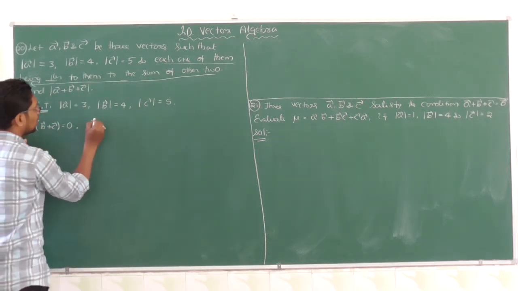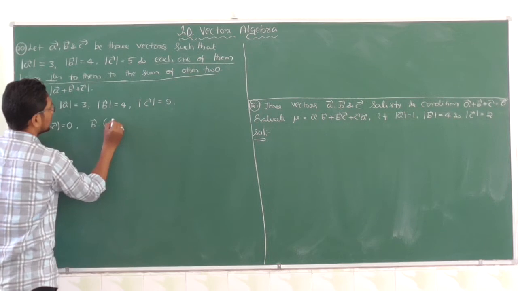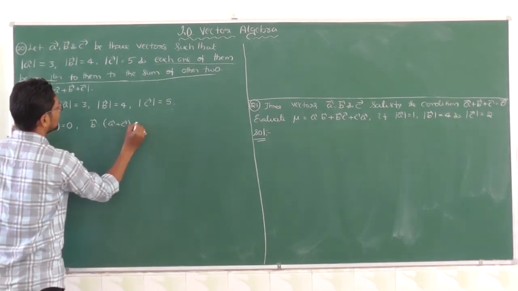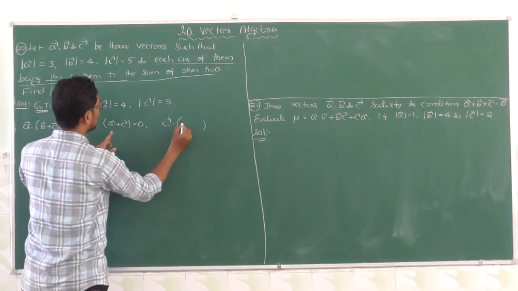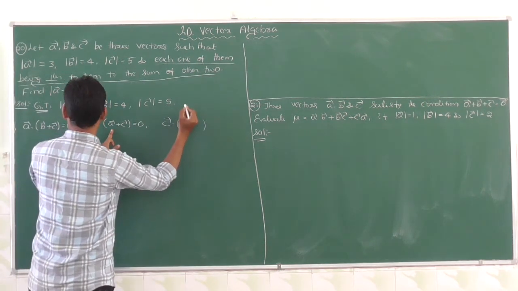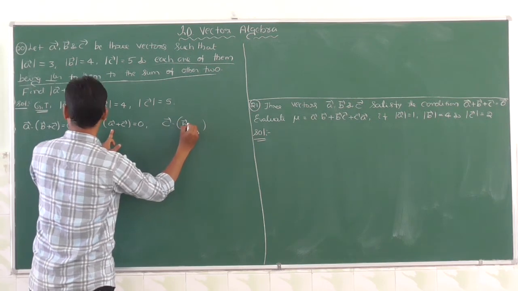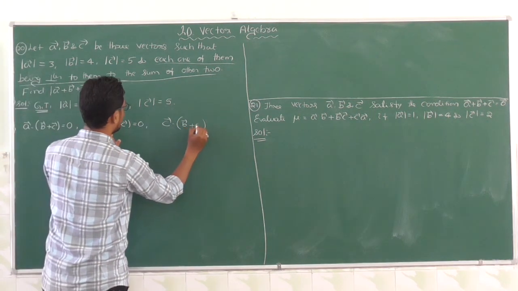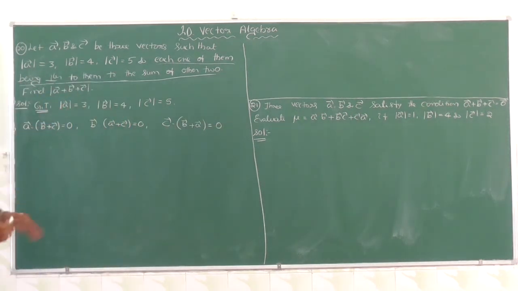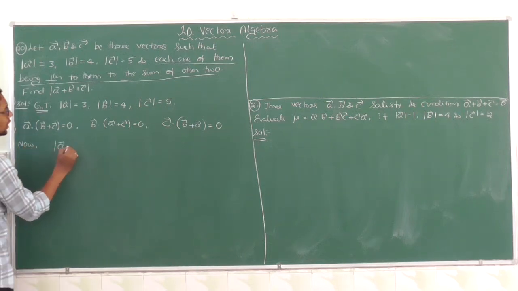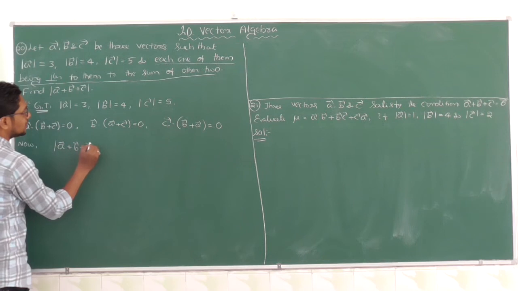Next one, B dot (A plus C) equals 0. Next, C dot (B plus A) equals 0. These are the given things. By using these conditions, we have to find the magnitude of A plus B plus C.